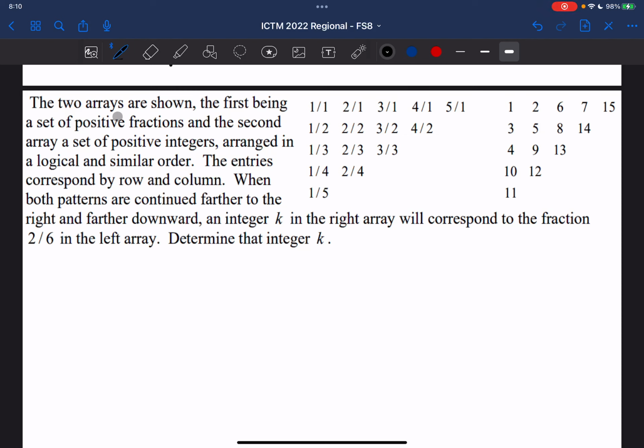Two arrays are shown, the first being a set of positive fractions, and the second a set of positive integers arranged in a logical and similar order. So here we have 1 over 1, 2 over 1, 3 over 1, 4 over 1, 5 over 1, 1 over 2, 2 over 2, 3 over 2, 4 over 2, 1 over 3, 2 over 3, 3 over 3, 1 over 4, 2 over 4, 1 over 5. But then we have this one here, and so if I follow this, it goes in this order.